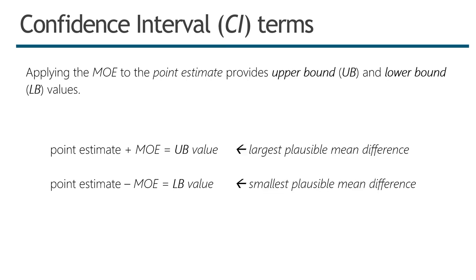Remember, what you're trying to do is find the range of plausible values for the mean difference between the populations. The upper bound value is the largest plausible mean difference, and the lower bound is the smallest plausible mean difference. The point estimate will always be exactly in the middle of the upper bound and lower bound values, and it is always considered the most plausible mean difference between the populations.